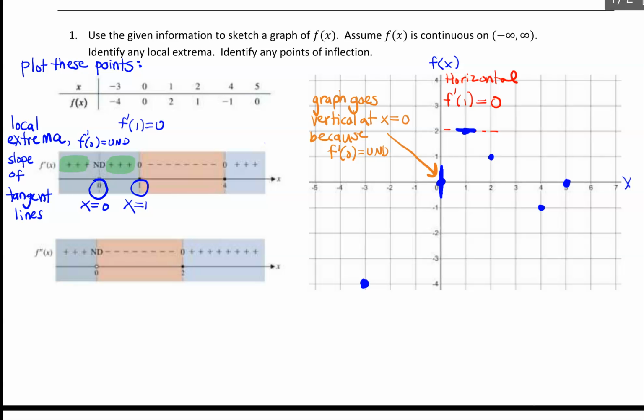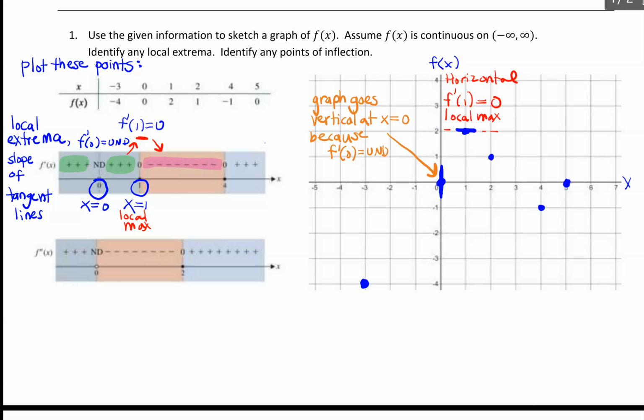Okay. And also when I look at my sign chart, I can see I go from positive slopes to negative slopes. So when I go from positive slopes, then I go horizontal and shift down to negative slopes, that's going to be a local max. So I have a local max at x equals 1, and I'll go ahead and label that too. That's going to be a local maximum there.